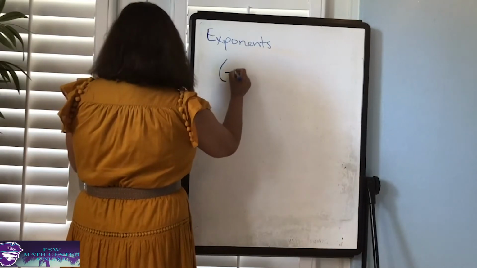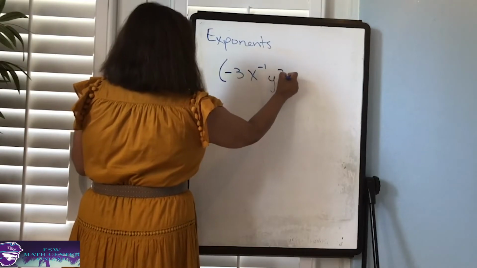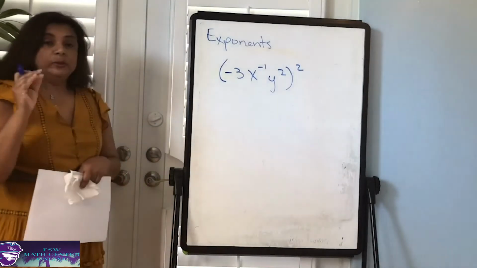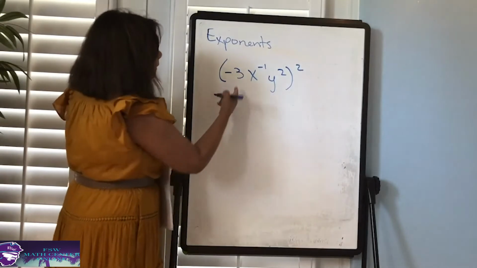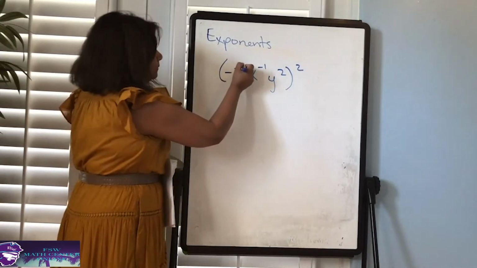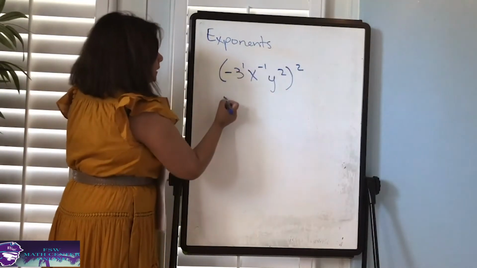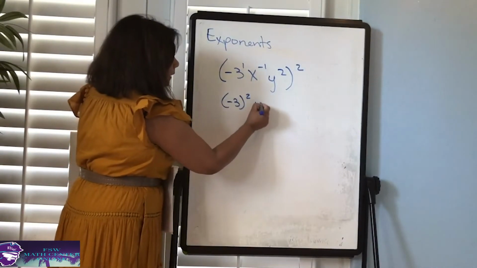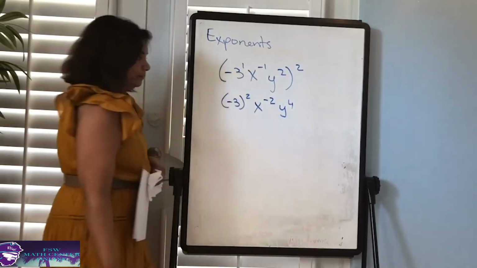Okay, let's say we have negative 3, x to the negative first, y to the second, all raised to the second power. Remember, if you have an exponent raised to another exponent, you're multiplying exponents together. Think of this negative 3, even though there's not an exponent written in there, it's actually understood to be to the first power. So if I multiply my exponents, I'm going to have negative 3 raised to the second, x raised to the negative second, and y to the fourth.